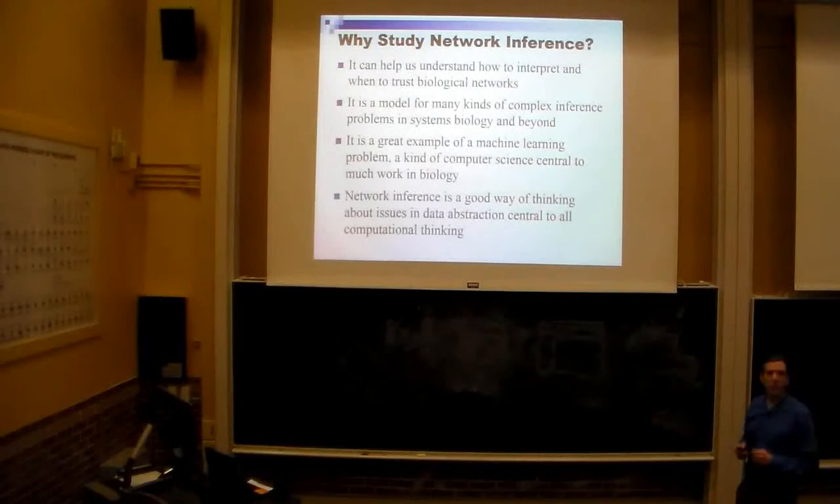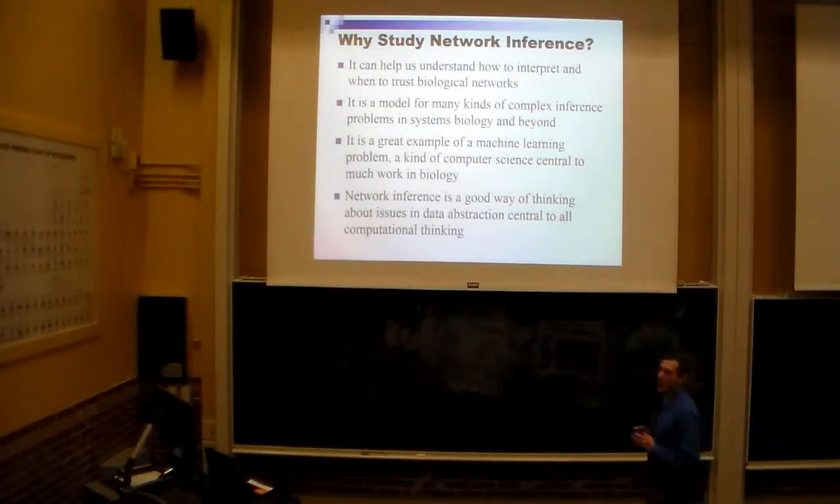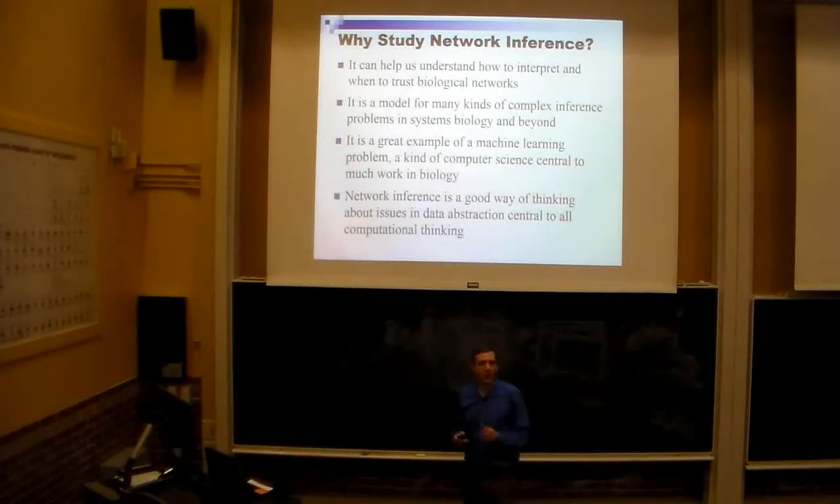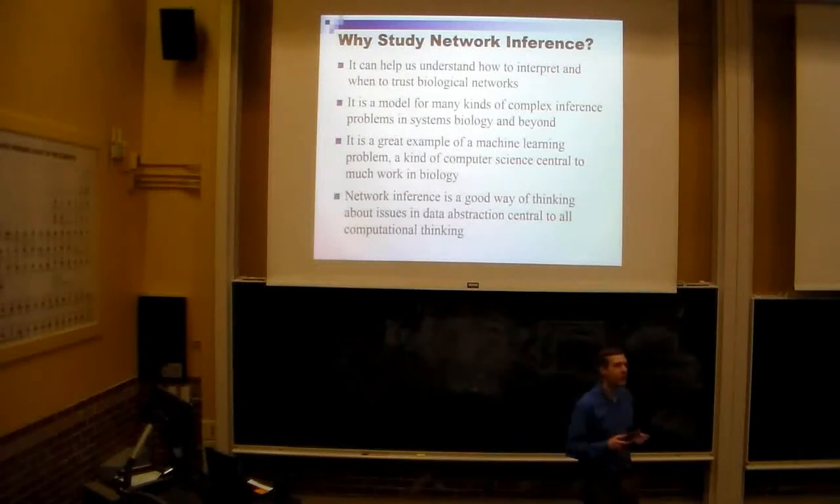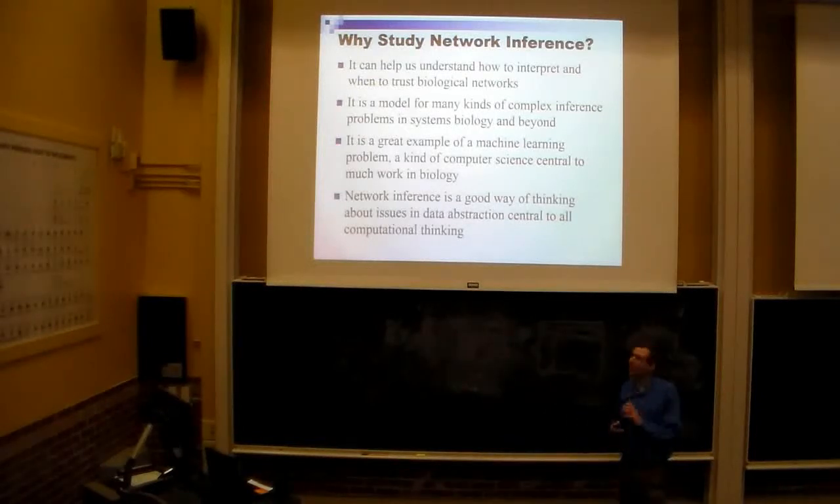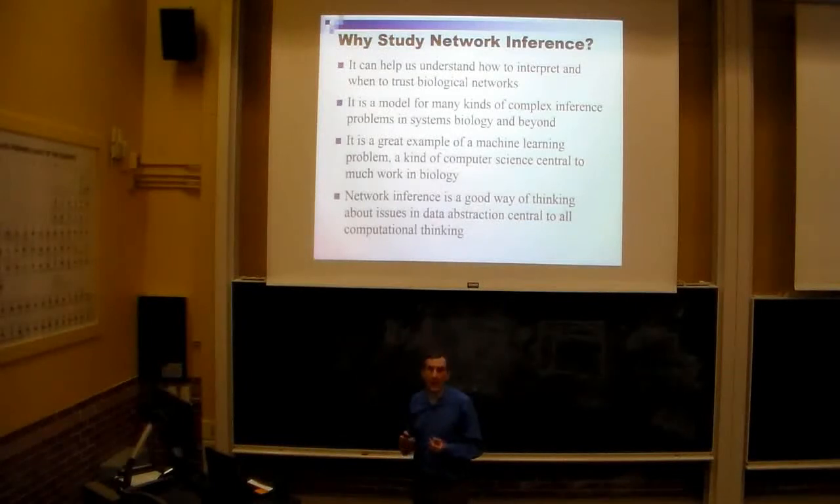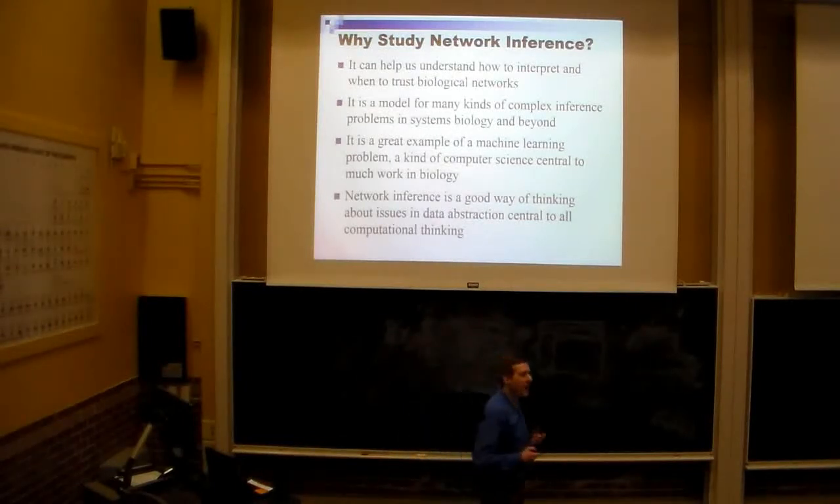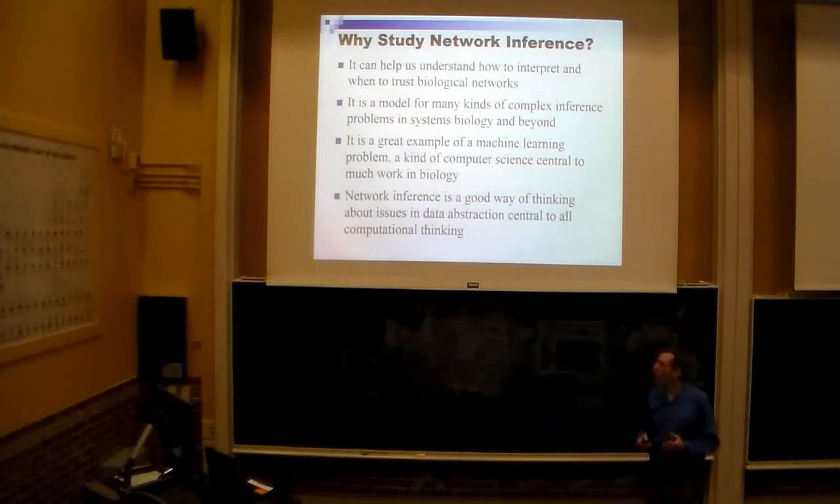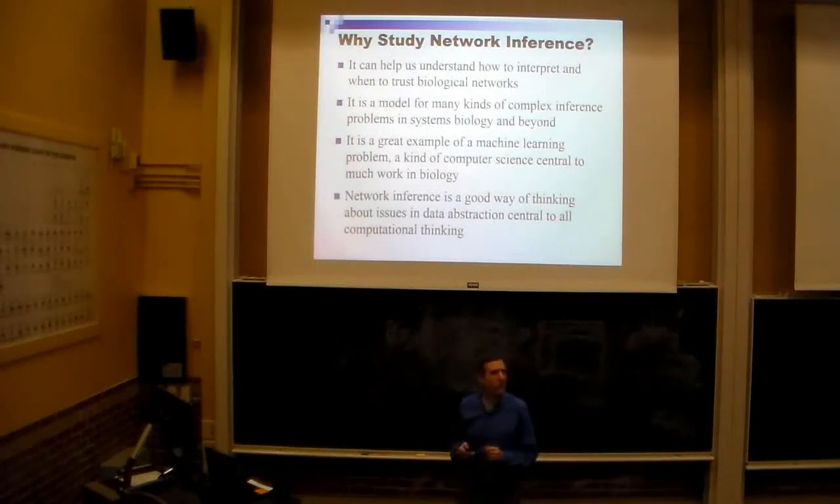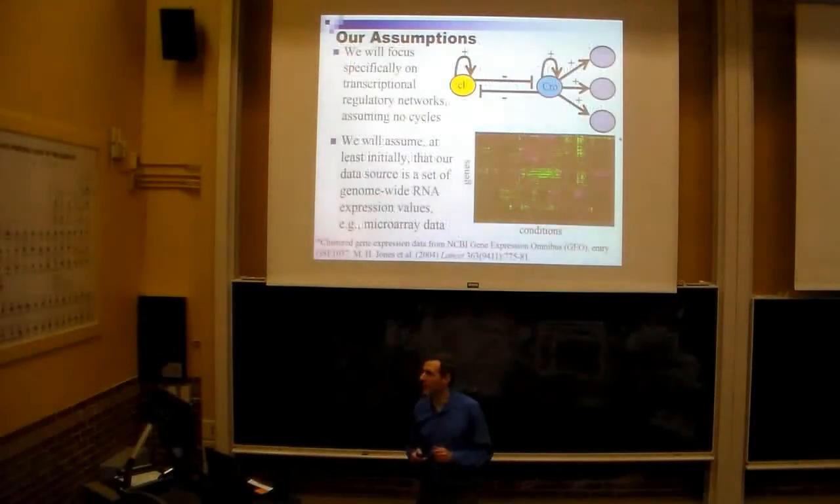In addition, I think it's just a good way to think about issues in abstraction. So basically, what kinds of assumptions we make in a model and why we make them, which are central to how computational people think about solving a problem. I think if you can understand that in this context, you understand a lot of how people would go about thinking about many other kinds of problems in biology and in computational biology especially. Because of this, I think it's a good problem area to try to work through and get your head around how this particular problem is solved. So all of that is basically motivation for what we're going to be looking at today.